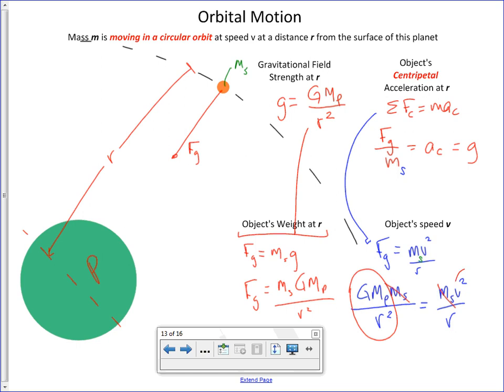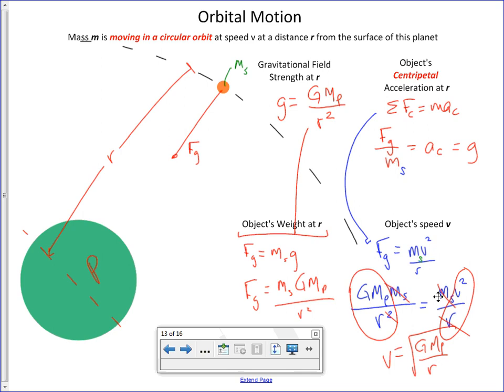Gravitational field strength. You know what this is? Centripetal acceleration. They're the same thing. We can even get rid of a factor of r, so those are now no longer accelerations and field strengths. But we can write an expression for the orbital speed of some object at a given orbital radius.